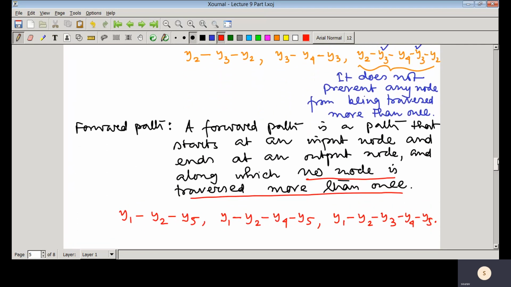Next class we will be discussing the other terminologies like loop, path gain, and non-touching loops.